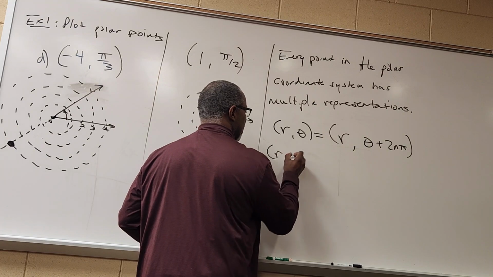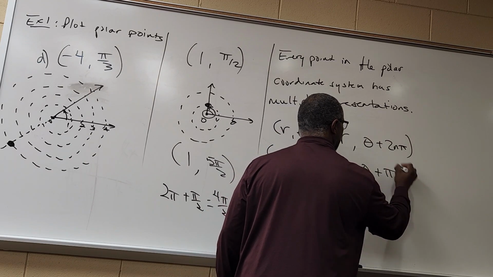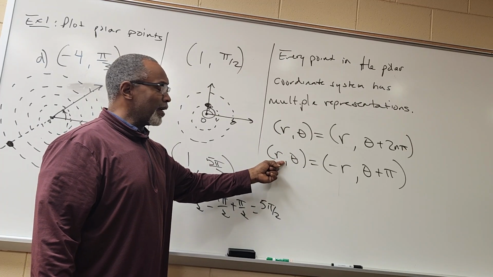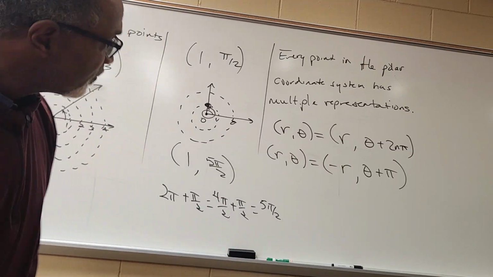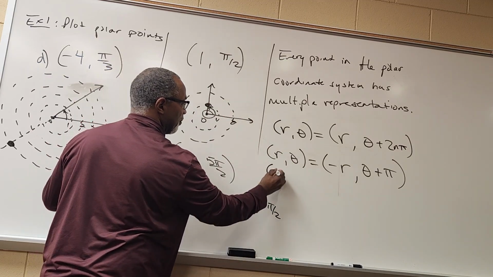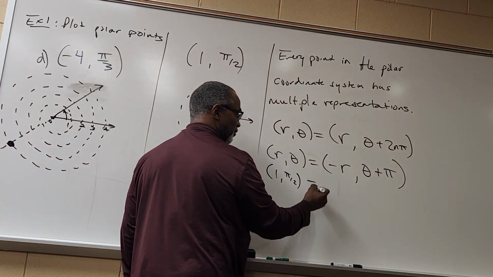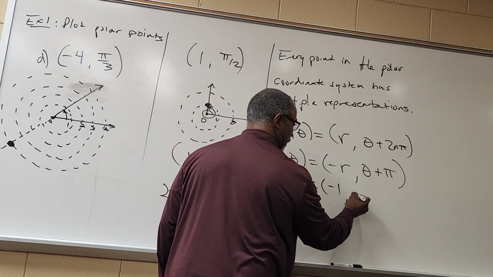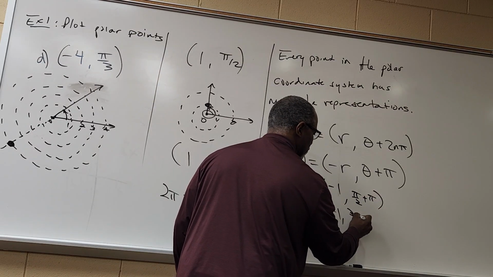I also claim that r comma theta is equal to negative r comma theta plus pi. So I can have other representations with r positive, and I claim I can have another representation of r comma theta with r negative. What do I mean by that? Let's test this one out on this problem right here. Here r comma theta is 1 comma pi over 2. According to this formula, it is negative r, negative 1, because r is 1. Theta was pi over 2, so theta plus pi would be pi over 2 plus pi, which is 3 pi over 2.